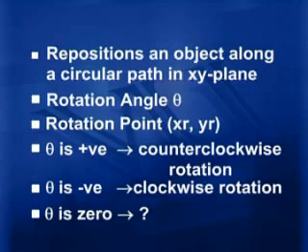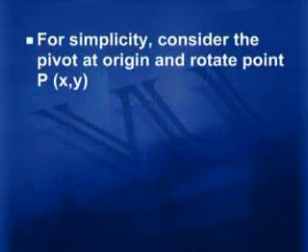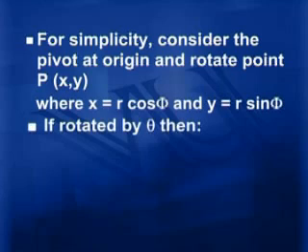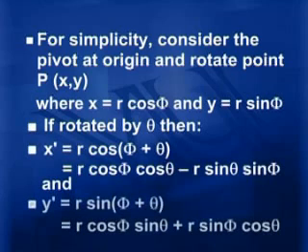When theta is positive, we know that the rotation is counterclockwise, and when theta is negative, we have clockwise rotation. And we do know what happens when theta is 0. Of course, there is no rotation. So we are going to consider our origin to be the pivot. (0, 0) के ऊपर ही हमारा origin है, उसी को हम pivotal point बना लेते हैं और point xy को rotate करने चलते हैं by angle theta.